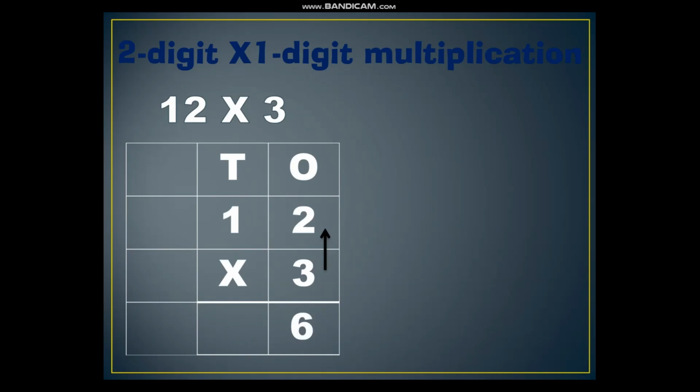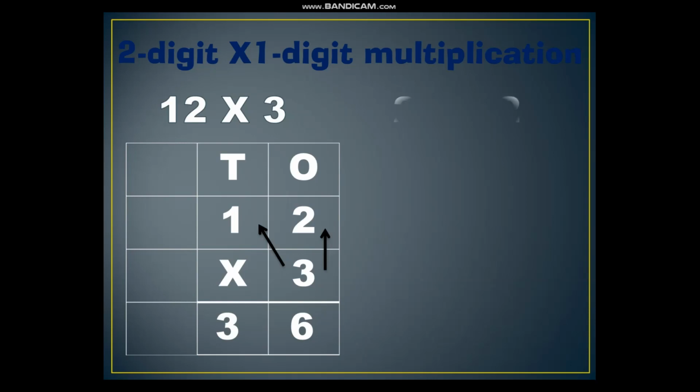Now next step is we will multiply this 3 with 1. Means first we will do multiplication of digits at ones place and then this digit at ones place is multiplied by the digit at tens place. And here we are going to get 3. 3 ones are 3. And the product of 12 and 3 is 36.